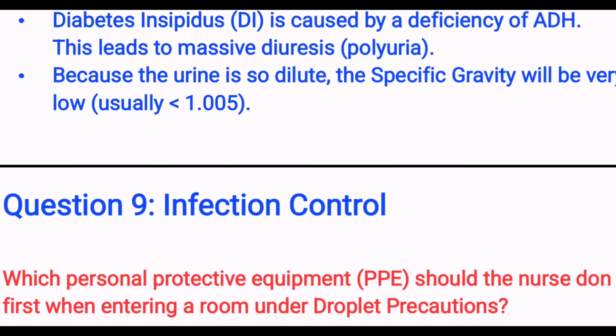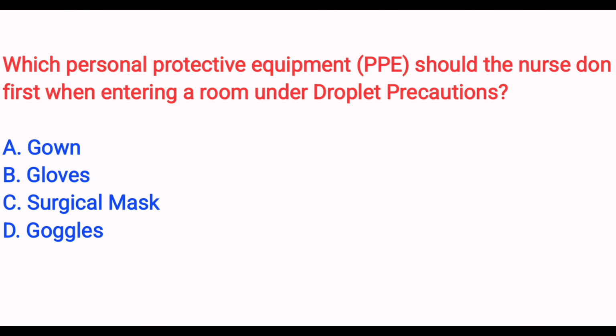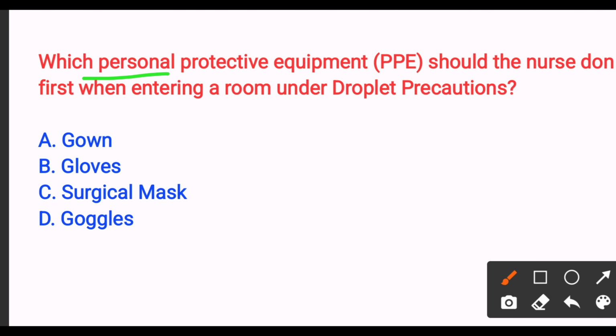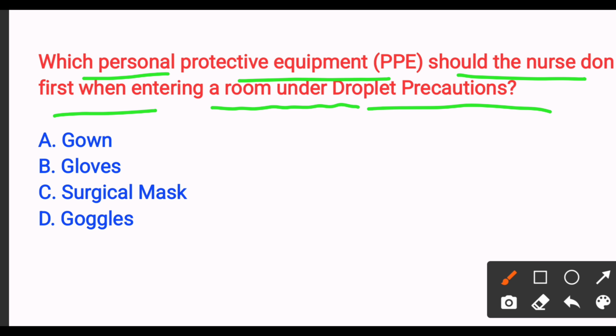Next, which personal protective equipment should the nurse don first when entering a room under the droplet precaution? Option A, gown. Option B, gloves. Option C, surgical mask.